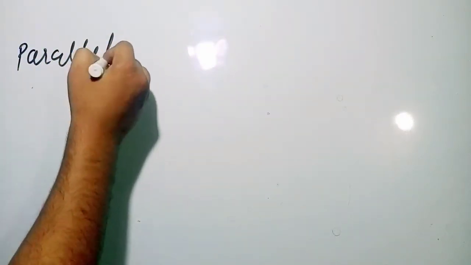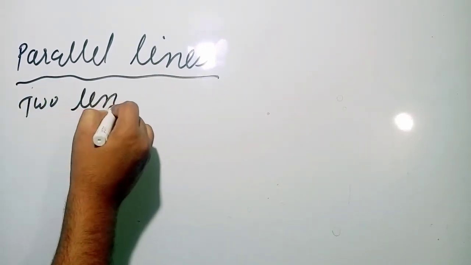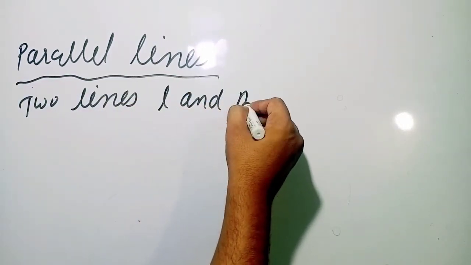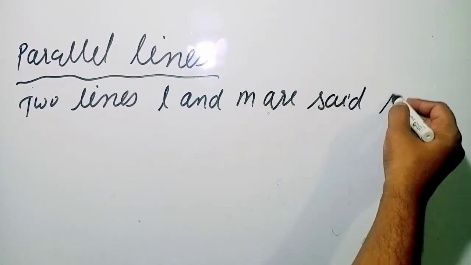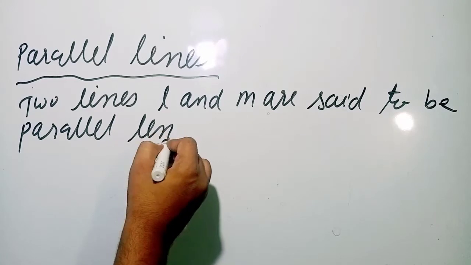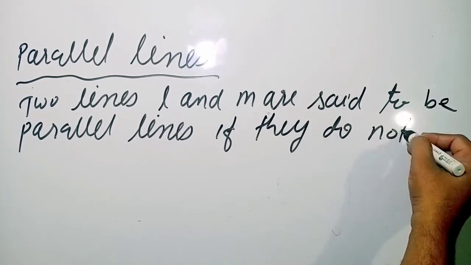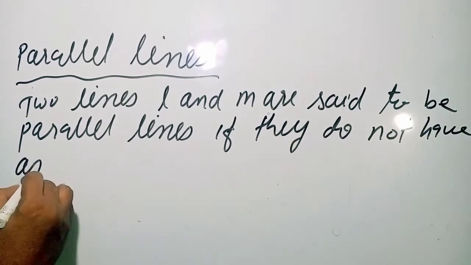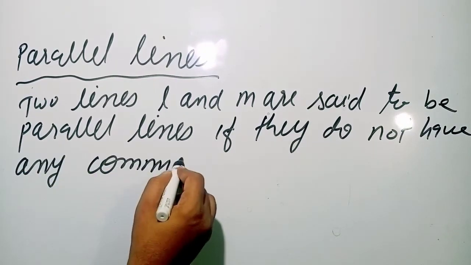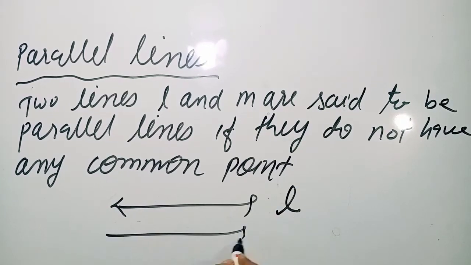Next is parallel lines. Lines are said to be parallel if they do not have any common point, right? Then those lines are said to be parallel lines, right students? So here L and M are parallel lines if they do not have any common point. So L and here is M, these two lines are parallel lines.